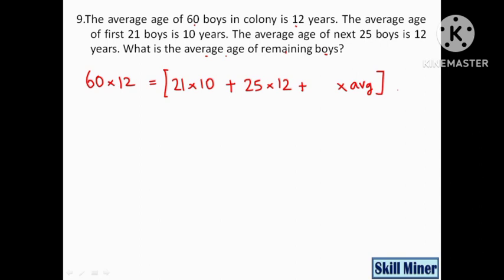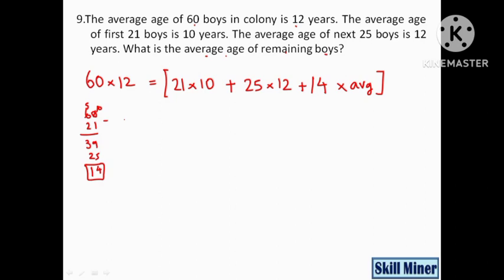First we need to find the remaining number of boys. Totally 60 boys. In that, the average of first 21 boys is given. So I am reducing 21 from 60. It will give me the value 39. The average of next 25 boys is given. So I am reducing this. It will give me the value 14. So the average of the last 14 boys we need to find. Okay. This concept is similar to the previous model.